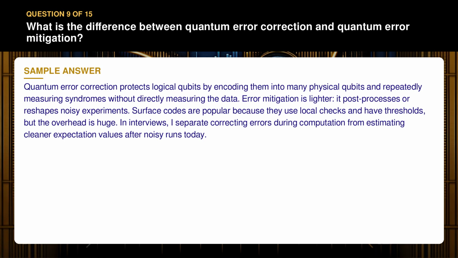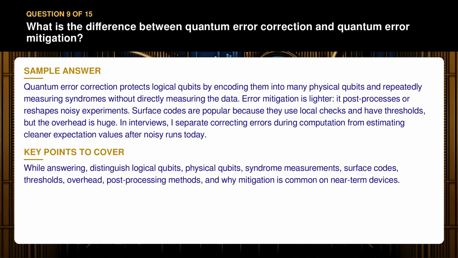Quantum error correction protects logical qubits by encoding them into many physical qubits and repeatedly measuring syndromes without directly measuring the data. Error mitigation is lighter. It post-processes or reshapes noisy experiments. Surface codes are popular because they use local checks and have thresholds, but the overhead is huge. In interviews, I separate correcting errors during computation from estimating cleaner expectation values after noisy runs.